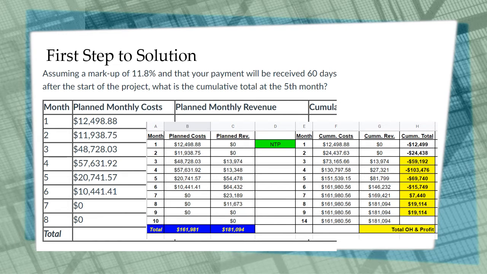After deciding which chart to use, you need to start inputting the numbers that were given. So some numbers that were given to us is the planned monthly cost, which is right here. You're going to input that all right here into the planned cost.